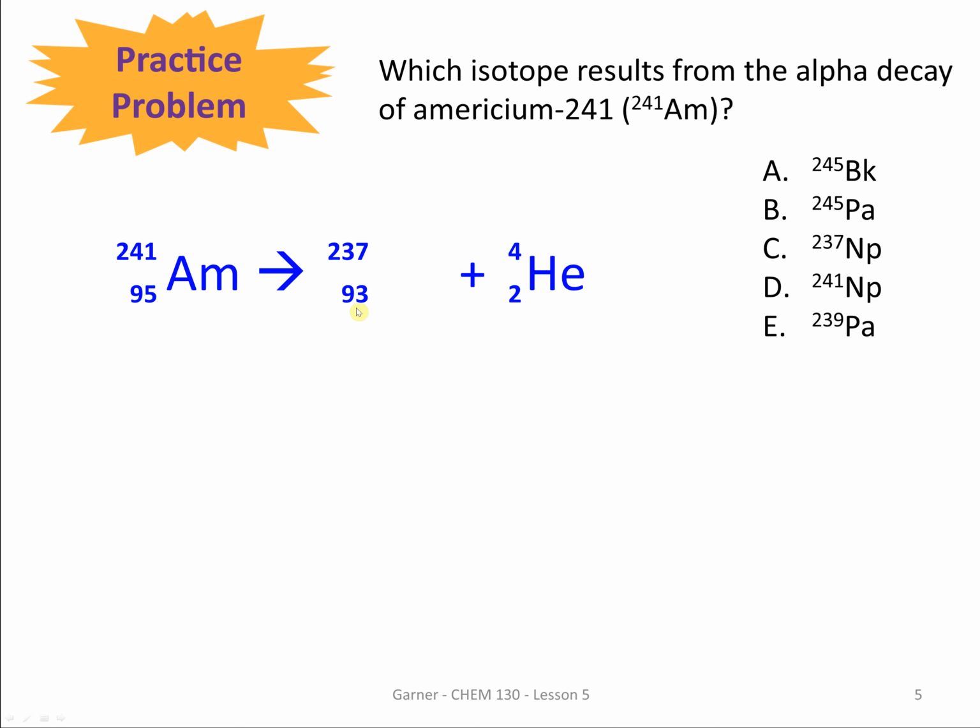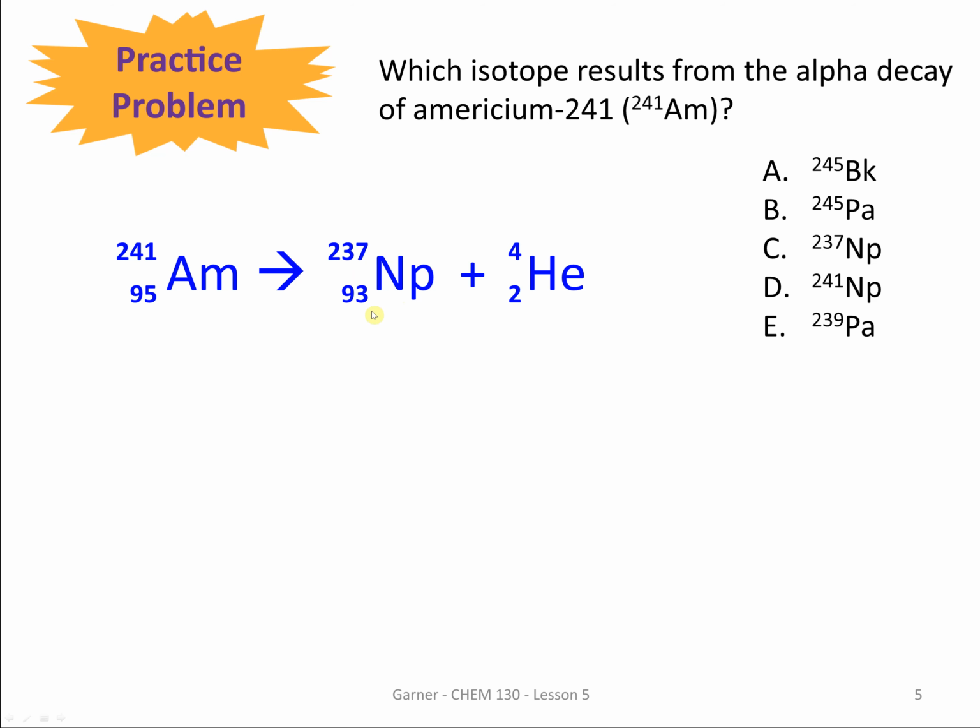Now that I know the atomic number of the product, I can use that value and look at the periodic table and see which element corresponds to that particular atomic number. If I do that, I should see that element number 93 is neptunium. So it has a symbol of Np. So I can write that in here as my symbol for this particular element.